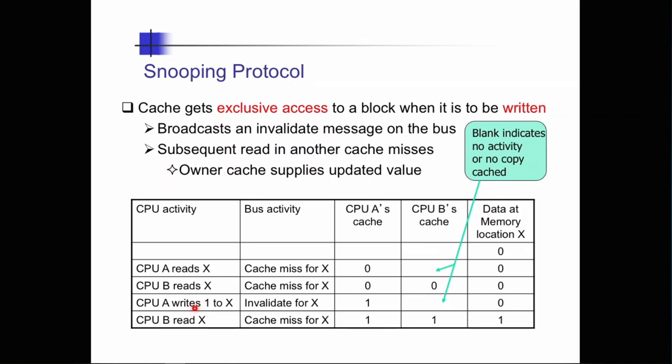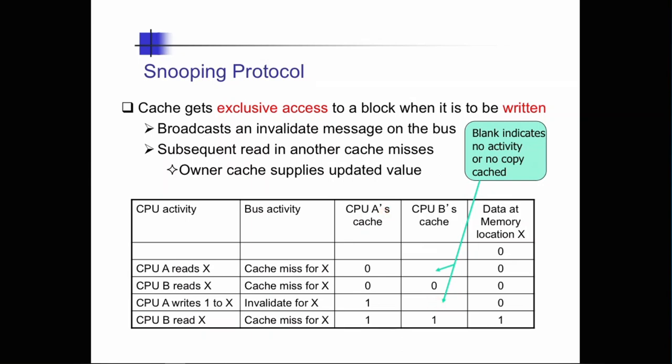And in the third step here, CPU A tries to write 1 to that particular memory location X. In this case, the moment we start writing, CPU A gets exclusive access to that particular location, and it sends an invalidate for that location X to all the other processors on the bus. And the processors respond by considering that that particular block right now is invalid, so it doesn't exist now.